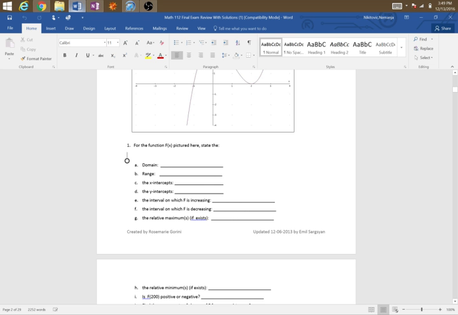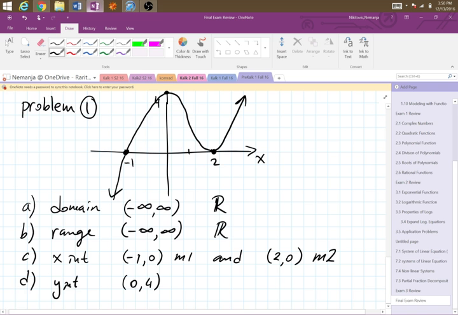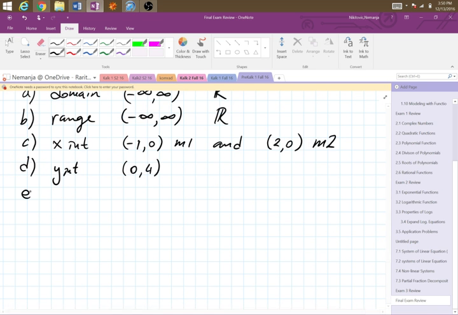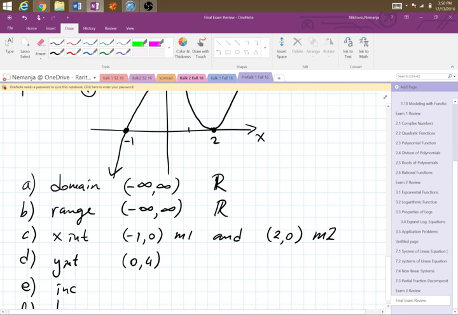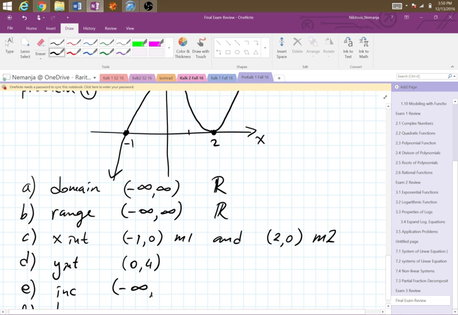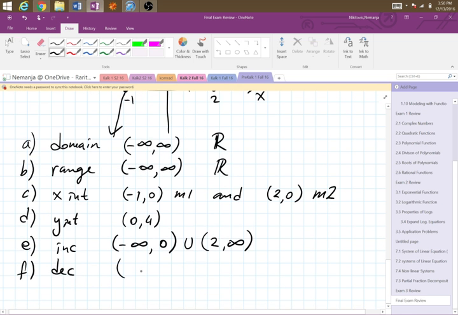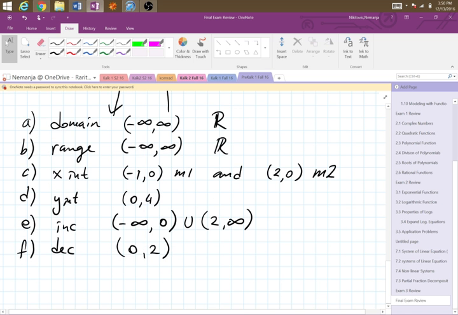Okay, so we have part E, increase and then decrease. So E and then F. So increase. What is the interval for the increasing? Negative infinity to 0. Very good. Union 2 to infinity. Very good. Decreasing has to be the complement, which means 0 to 2. Nice. What else do we have?